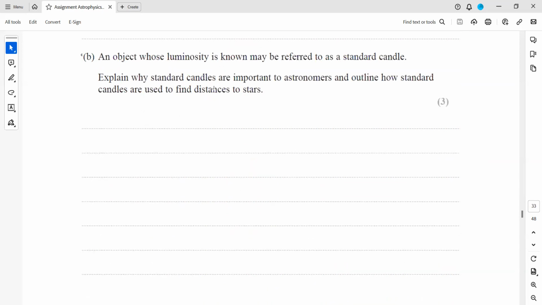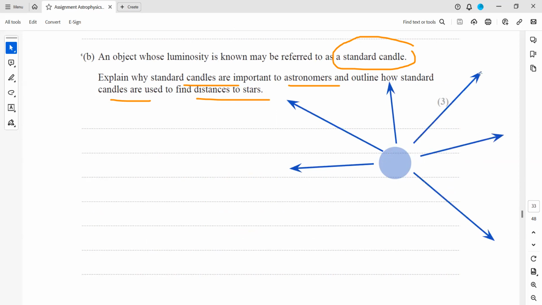The next is an object whose luminosity is known, which refers to a standard candle. So stellar objects whose luminosity we know, we call standard candles. Explain why standard candles are important to astronomers and outline how standard candles are used to find the distance of a star. Say this is a star which we focus on. This star is emitting radiation in all directions.